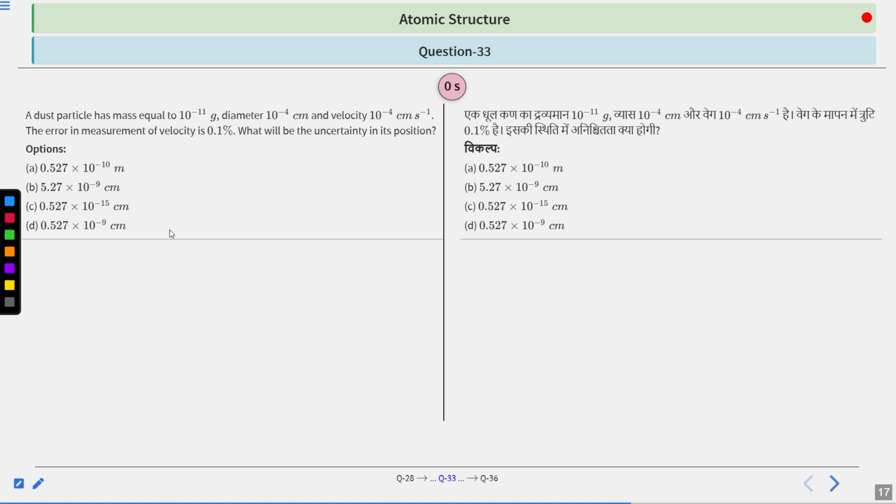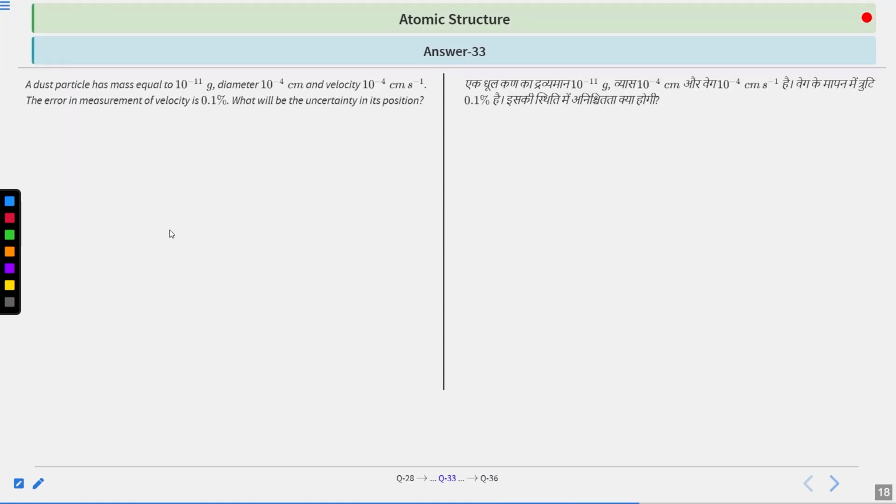Okay, now let us see how we'll solve this question. So first of all, the mass of a dust particle is given, 10 to the power minus 11 gram. And its diameter is also given, which is 10 to the power minus 4 centimeter. In addition to that, we have the velocity, which is 10 to the power minus 4 centimeter inverse. Now the error in measurement of velocity is given as 0.1%. So you have to find the uncertainty in position. Very simple. For those who have solved, the correct option is 0.527 into 10 to the power minus 9 centimeter.